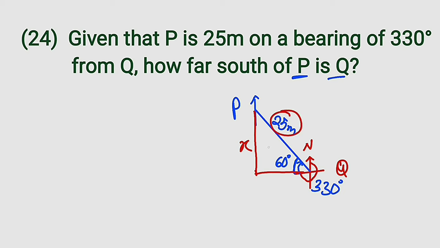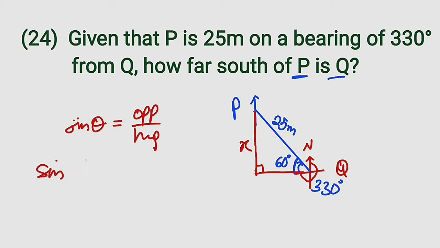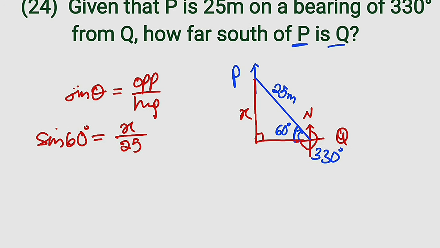So you can see we have the hypotenuse, we have the opposite side, and we have an angle of 60 degrees. This is a right angle. And according to the sine ratios, remember that sine of theta is equal to opposite divided by the hypotenuse. So sine of 60 degrees is equal to opposite divided by the hypotenuse.